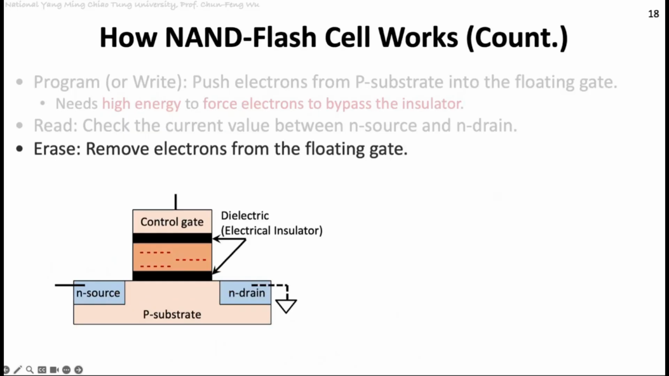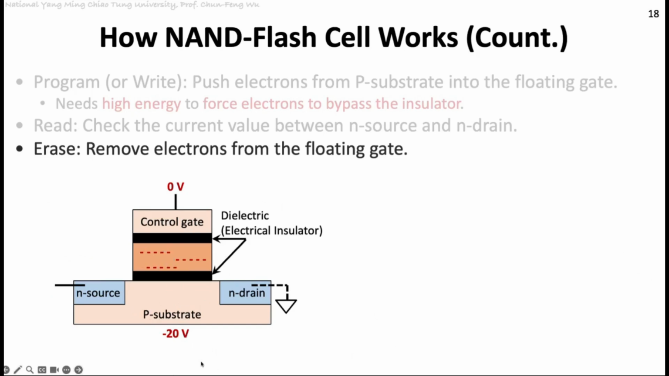So, another example: if we are going to remove electrons from the floating gate, then how do we remove them? Like this, we should apply a negative 20 volt from the P substrate, because if we apply the negative 20 volt from here, then the electrons will be dragged out from the floating gate, because 20 volt is quite a large voltage value. It will create a strong enough electric field. So in this case, the electrons inside the floating gate will be excited, and then they can be dragged out from the dielectric layer and to the ground.